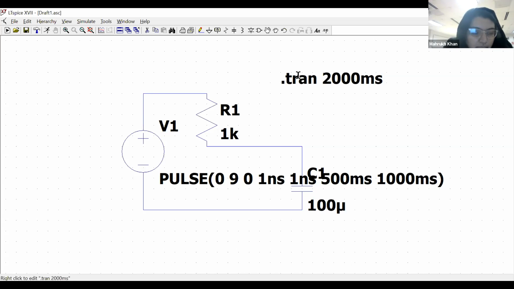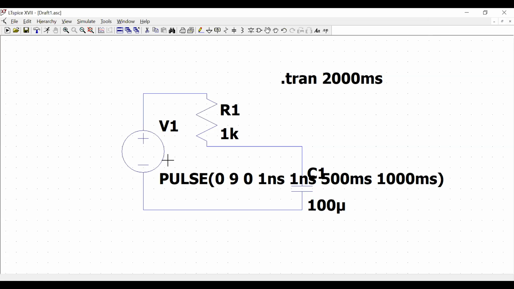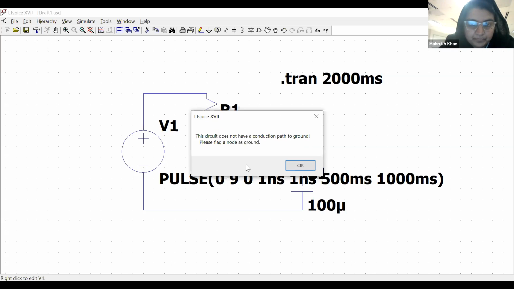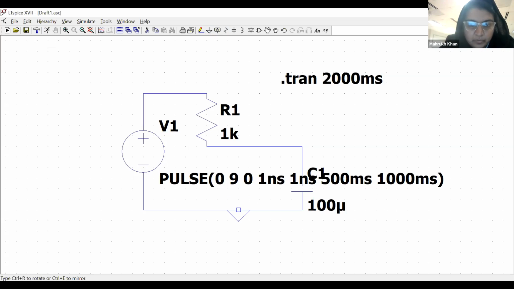right? Because 1 second is 1000 milliseconds. So it means 1 tau is 100 millisecond, and 5 tau means 500 milliseconds. So it needs 500 milliseconds to charge itself. So we are good. So let's see. Oh, okay. I should add ground.